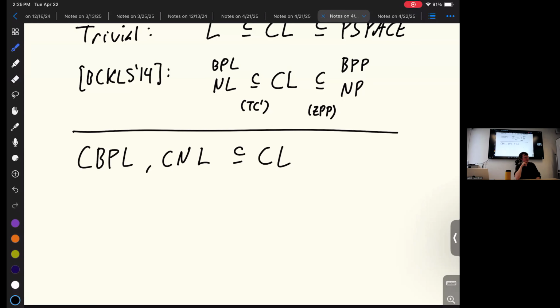Do you also have pseudo-random generators? That's not really how, it's not quite how the technique goes. We'll go into the technique for this one in a bit. I don't even know how to answer that question because of a strange reason. CL has no known complete problems.